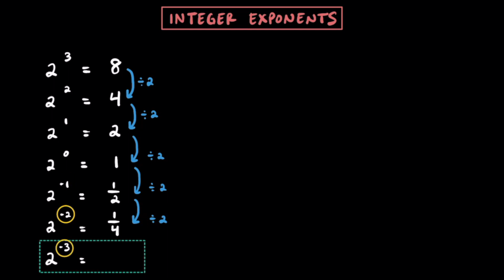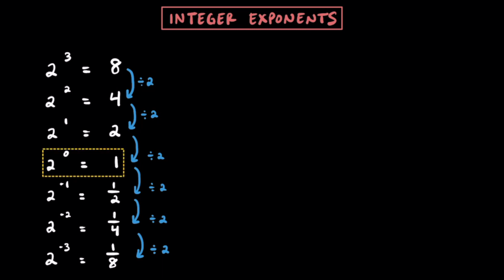And one more time for good measure, what happens when we decrease the exponent one more time here? Well, keeping the same pattern, we should just divide this value by 2, and if you take 1/4 and cut it in half, you end up with 1/8. A couple things that are definitely important that I want you to notice here is that 2 to the 0th power is equal to 1, and anything to the 0th power is going to equal 1, and I'll show you a couple more examples.